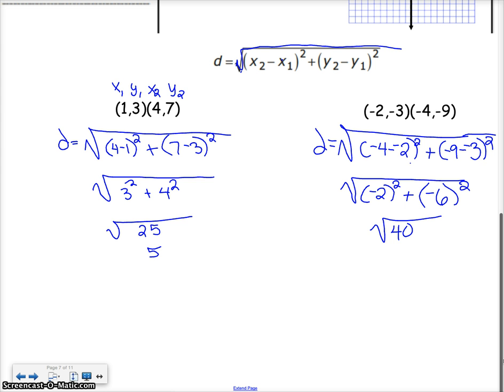Then that is 6.3. Now you do not have to use this formula. It's just there. Some of you are going to be like, sweet, I'm going to use it. Some of you would rather plot the points and create your right triangle. You're definitely welcome to plot the points and create your right triangle. I have graph paper available for you.